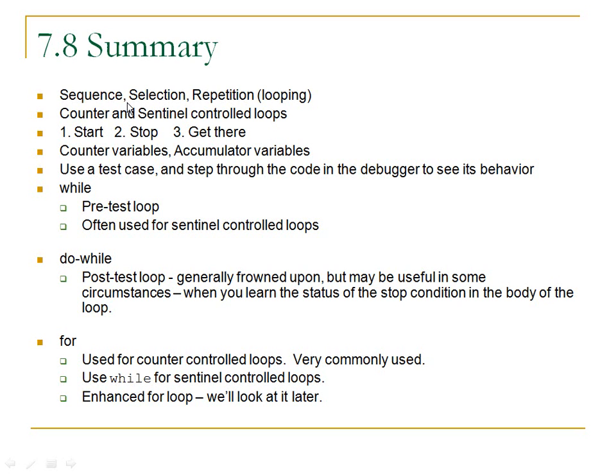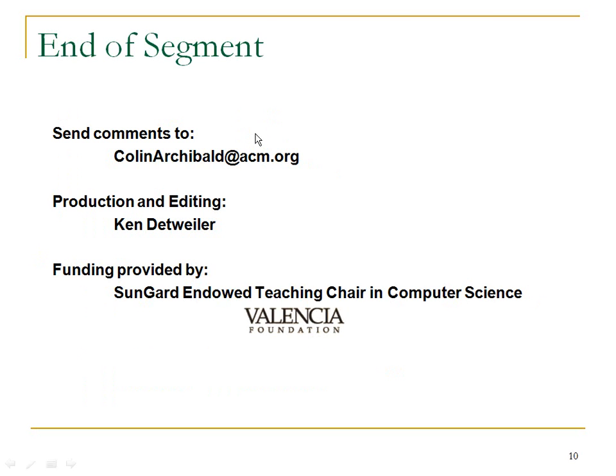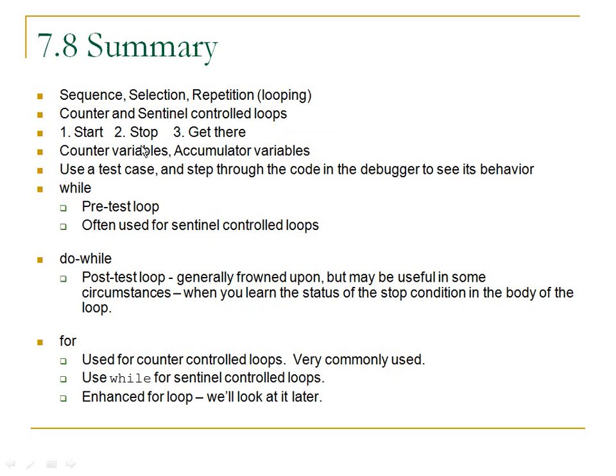Okay, just in summary for these loops, we have now talked about all of the control constructs in structured programming: sequence, selection, and repetition. We looked at 2 kinds of loops, the counter-controlled loop and the Sentinel-controlled loop. And when you're writing your code that has repetition in it, as you're getting started doing this, it can be a little bit tricky, but think about where do you start, where do you stop, and how do you get there. That's how you can get your loop to work the way you want it to.